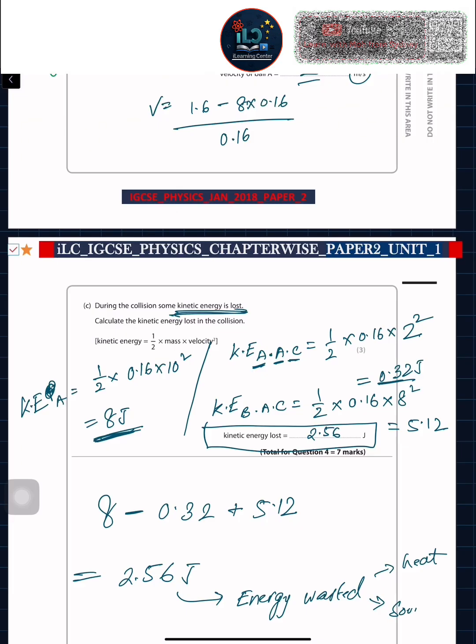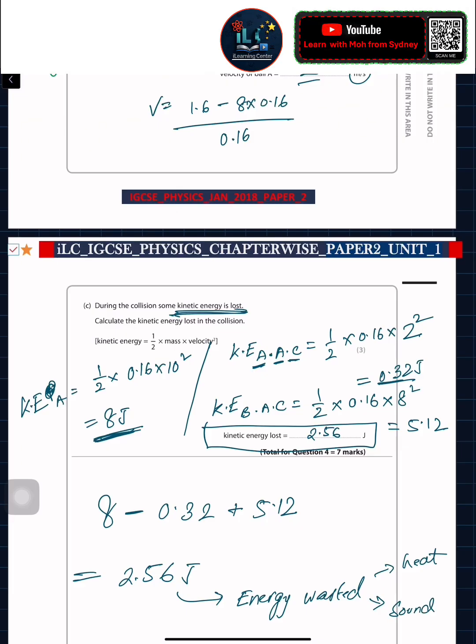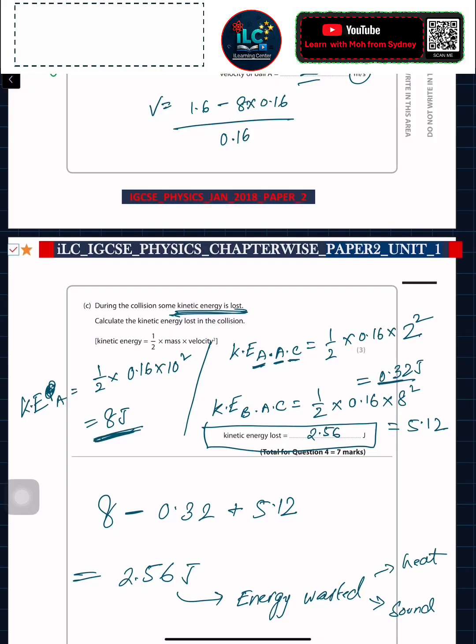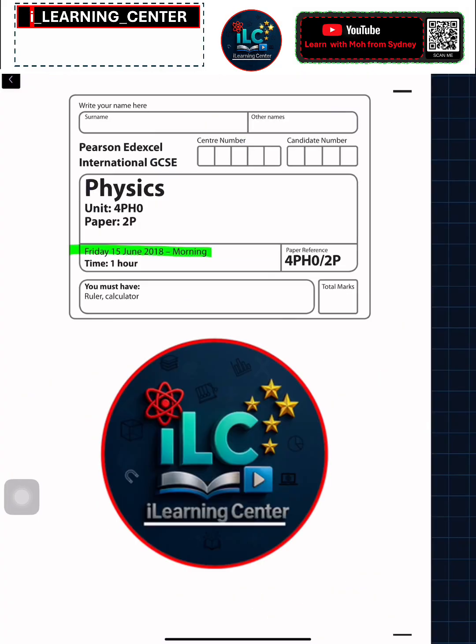So you can say, okay, the energy is lost as heat or sound or in friction. Many reasons can be true for this one. Let's move to the next one now.